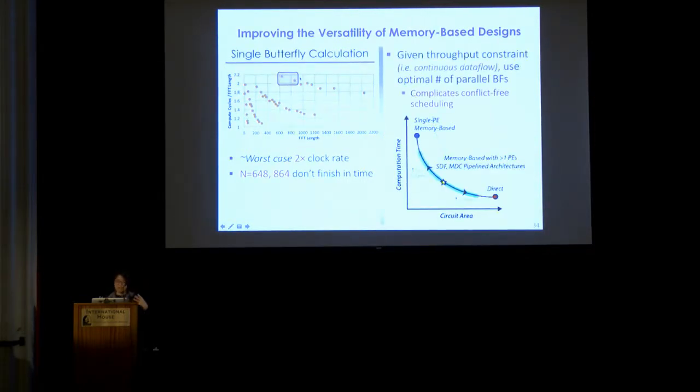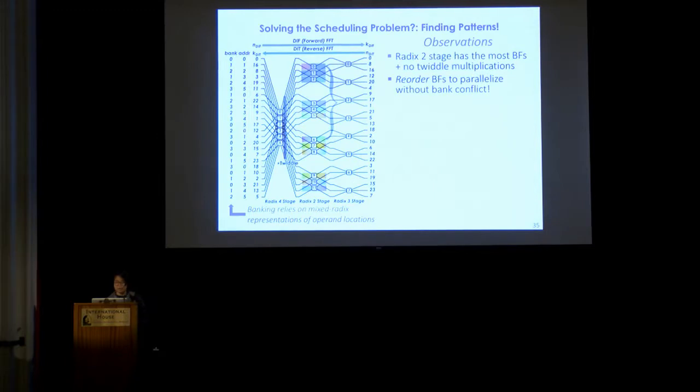So this kind of makes you think, given a specific throughput constraint, what you really want to be able to do is use the optimal number of parallel butterflies so that you can achieve, for example, finishing your computation in only N cycles. Unfortunately, this complicates conflict-free scheduling.